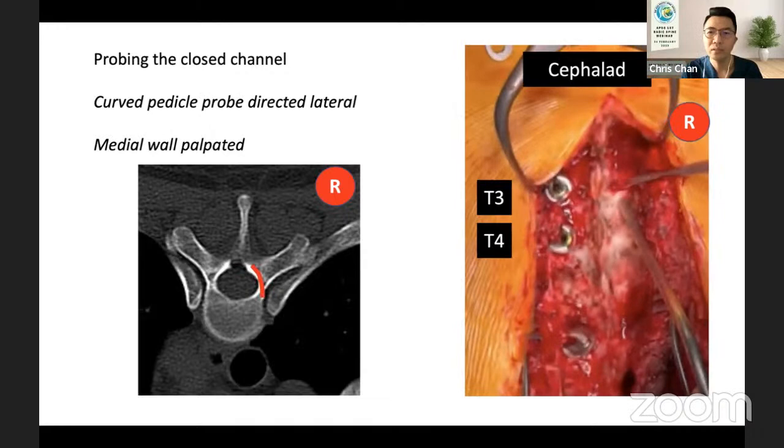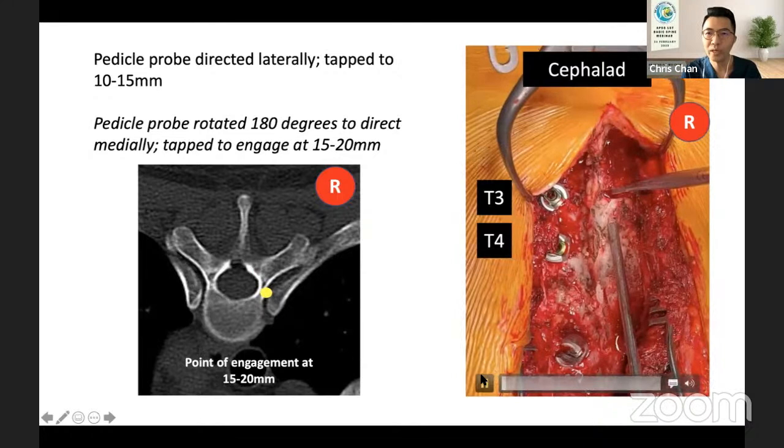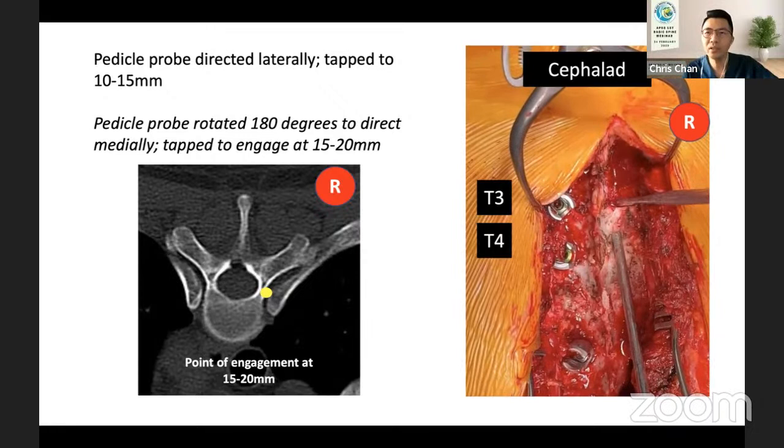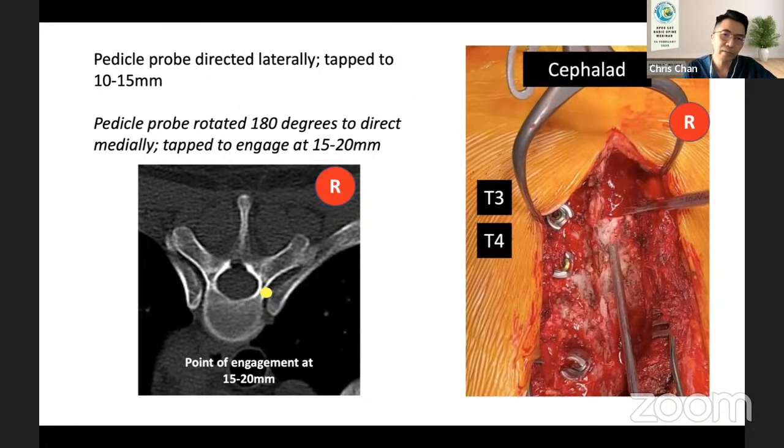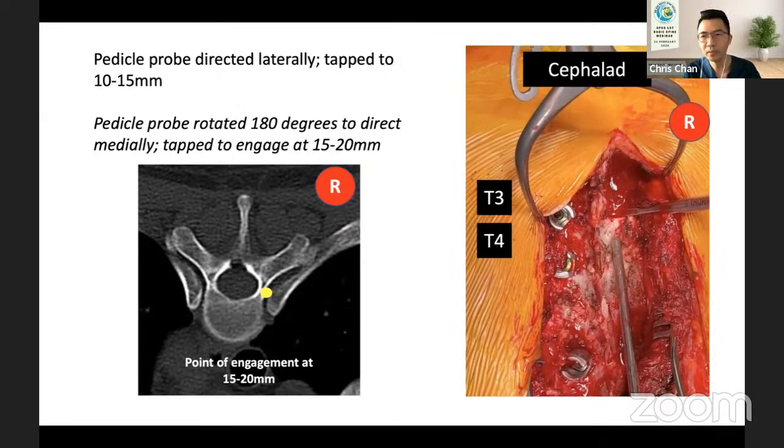Subsequently, we tap the pedicle probe laterally until it's about 10 to 15 millimeters. And you can see that then I will rotate the probe 180 degrees and tap it medially until it is engaged at 15 to 20 millimeters at the yellow point. You can hear the probe is actually engaged over the bone.